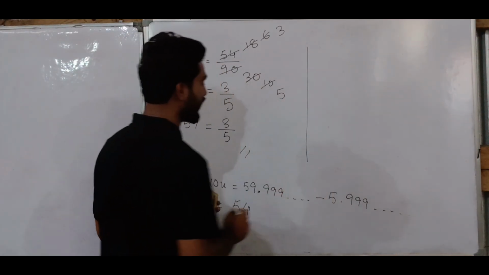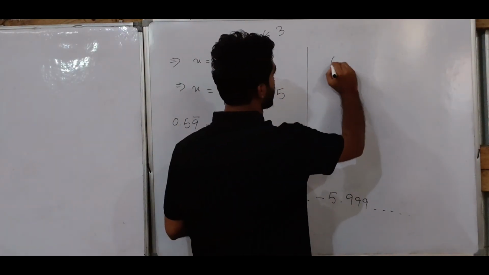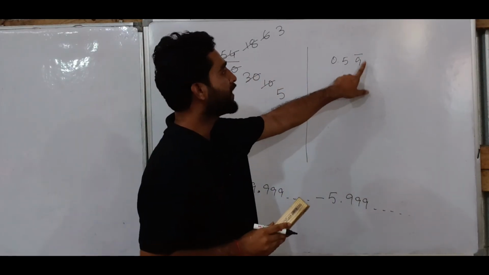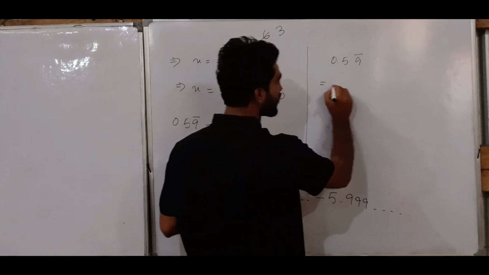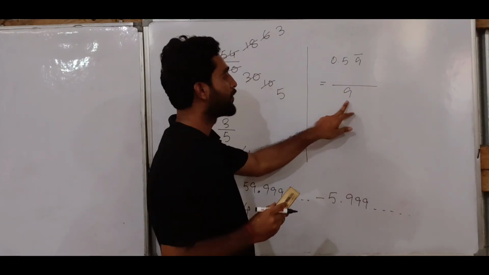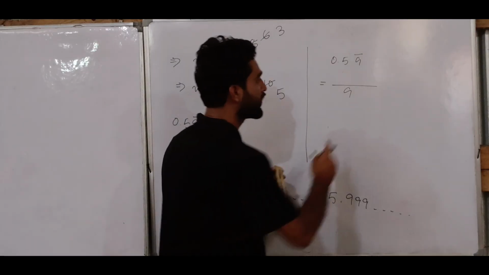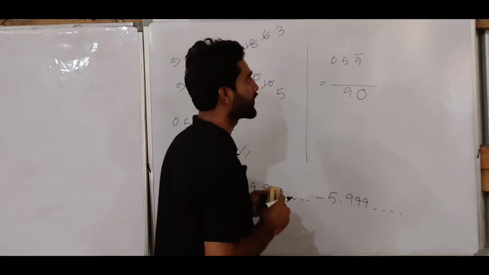Again, we'll be solving this with the help of the shortcut method. So see, 0.59 bar. Above how many digits have a bar? 1 digit. So in the denominator, 1 nine will come. Now you see, 1 digit is there which does not contain a bar. So that is why 1 zero in the denominator we have to write.